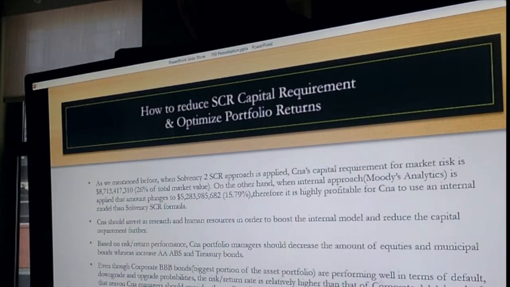Basically, that's all I would like to talk about regarding the variables and my analysis of CNA's portfolio.